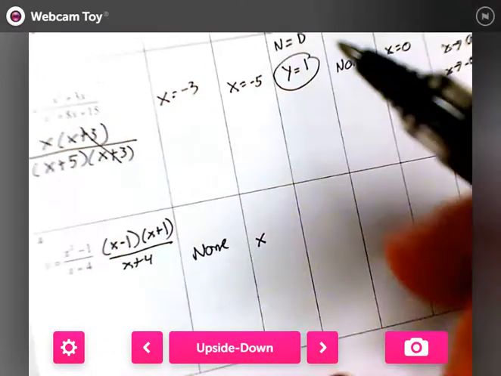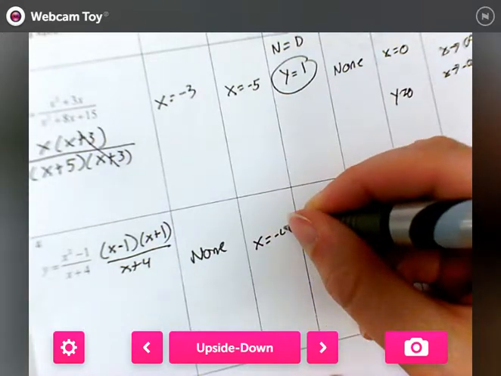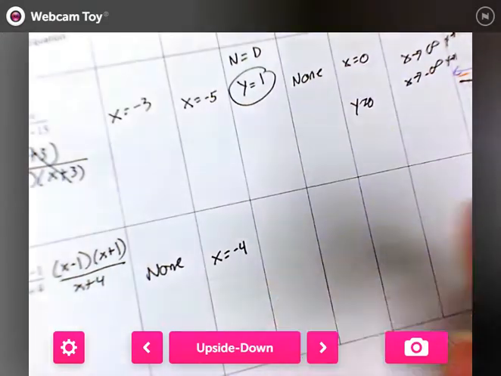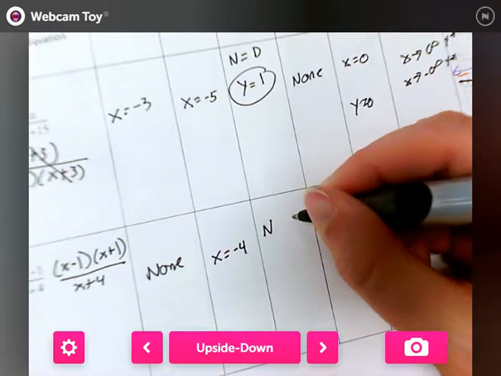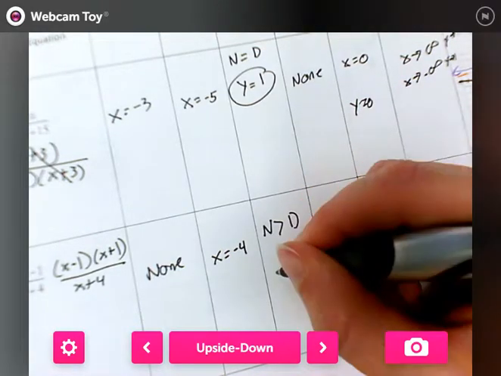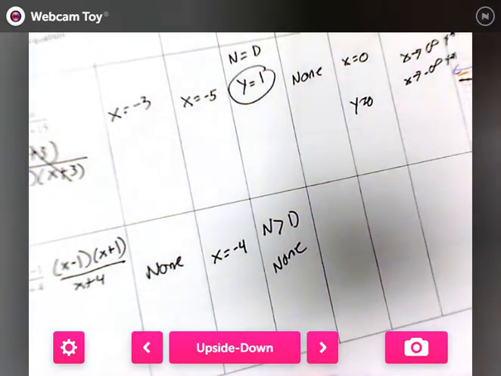Your vertical asymptote is x equals negative 4. Your horizontal asymptote: your numerator is bigger than your denominator, so there is none. Okay?